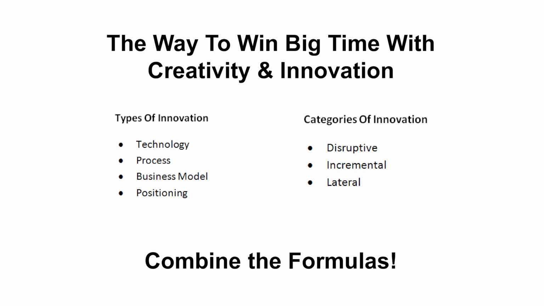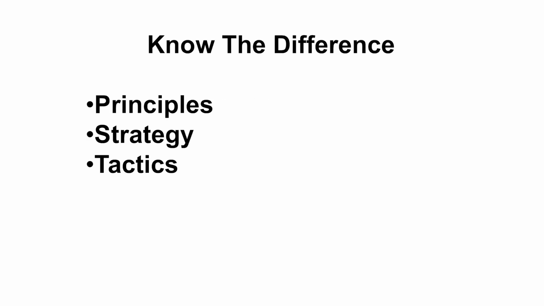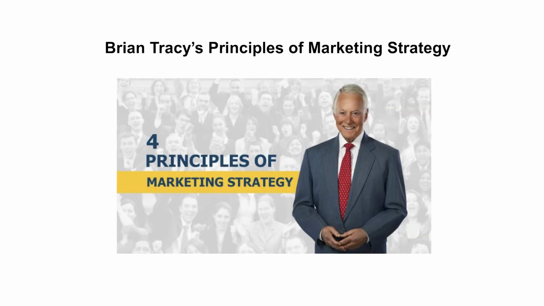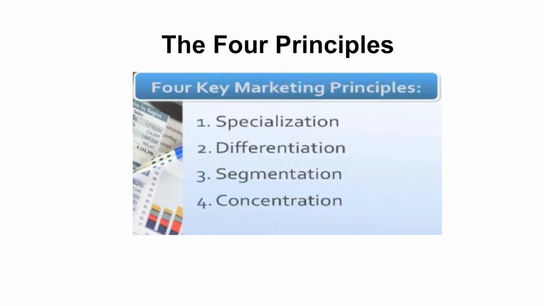And when you begin to combine these, that's when the magic really, really happens. Lesson 14 was on marketing strategy and understanding the difference between principles, strategy, and tactics. Principles never change. Strategy seldom changes. Tactics change all the time. So when we looked at Brian Tracy's principles of marketing strategy, his 4 principles were specialization. Is there a particular area you really want to specialize in? Differentiation. How are you different from all the other perceived options out there? Segmentation. Are you really going after that niche market and putting all your focus on that?